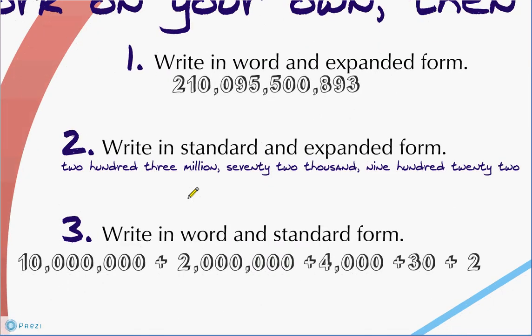So for number 1, you're going to write in word and expanded form because you already have the number in standard form. For number 2, you already have it in word form, so you're going to write it in standard and expanded form. And for number 3, you're going to write it in word and standard form because, as you can see by all these plus signs, this is in expanded form, okay? And this is written across like I said sometimes it would be. You can write it across or you can write it up and down. You just have to recognize that both are correct, okay? So get started, put me on pause, and I will be here when you get back to go over your work with you.